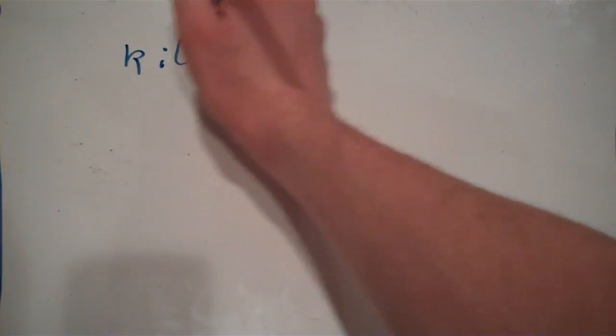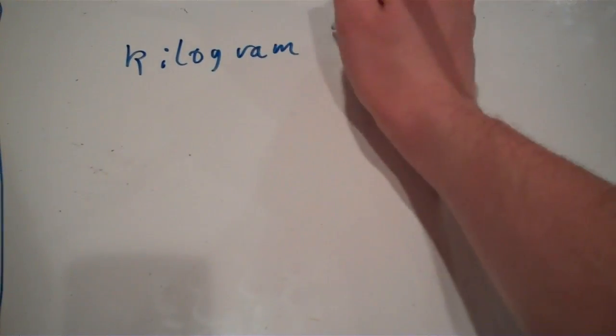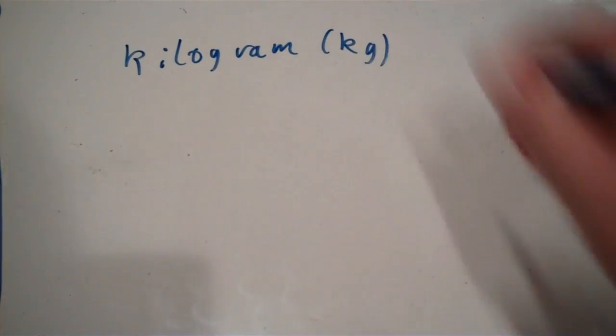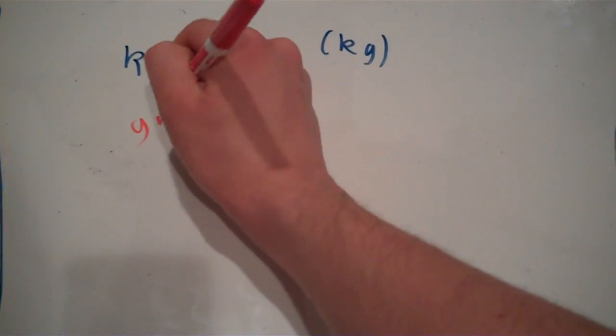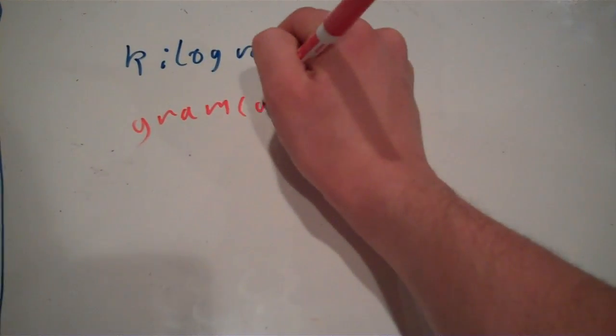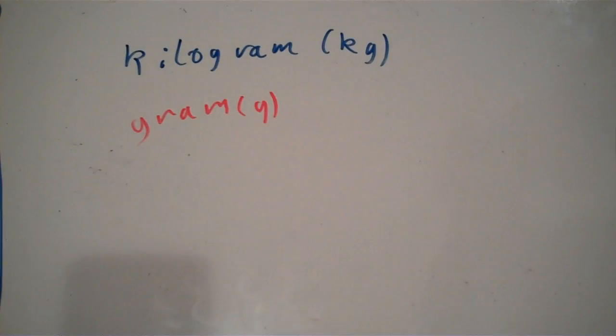Now, the third thing that I'm going to talk about that the metric system measures is mass. And mass is measured in kilograms, abbreviated kg. Now, notice that it is kilograms and not grams, which are abbreviated g. This is because kilograms are closer to the mass of things that we would actually want to measure.